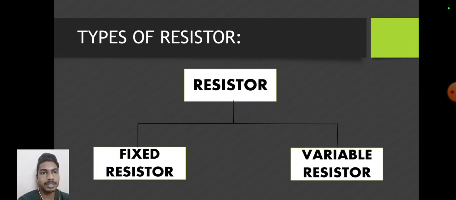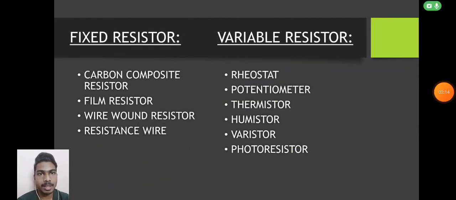So these are the types of resistors that are classified into two. First one is the fixed resistor, and the second one is variable resistor. In the fixed resistor we have four resistors, that is carbon composite resistor, next one is film resistor, and another one is wire bond resistor and resistance wire. Coming to the variable resistor, we have six resistors, that is rheostat, potentiometer, thermistor, humistor, varistor, and photoresistor.